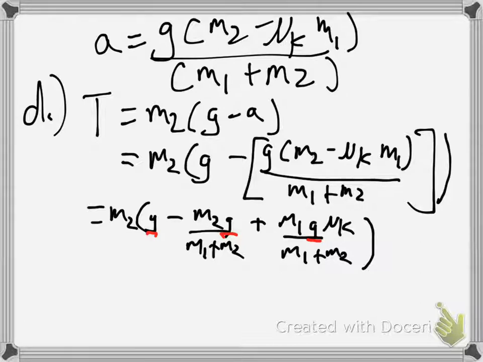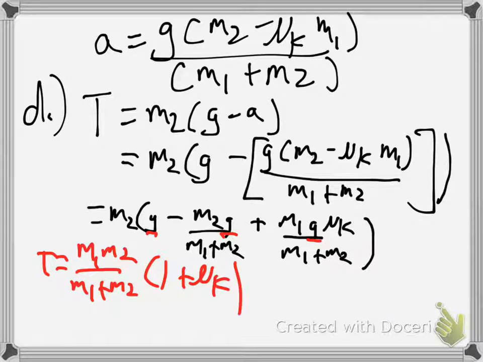I could pull out g, but the solution says that it is m1 m2 g over m1 plus m2 times 1 plus mu, and I'm having a hard time getting that. I'll be real with you, but what I've done so far is right. I'm blanking right now on how to simplify that. So anyway, the concepts of this are still correct. Sorry about that, but I hope it helped.